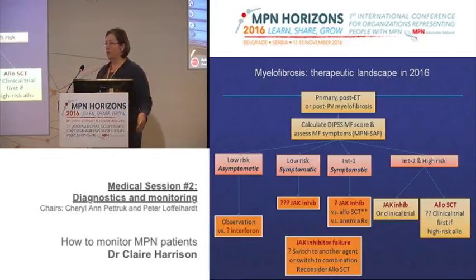Very difficult, because certainly the behaviour of that disease is a bit worse than ET, but not quite as bad as standard myelofibrosis. Maybe it's a bit closer to PV anyway. So generally for myelofibrosis patients, we're calculating a risk score. You should know how to do that by now as well. And we're assessing symptoms. We're calculating a risk score so that we can think about transplantation and decide about that.